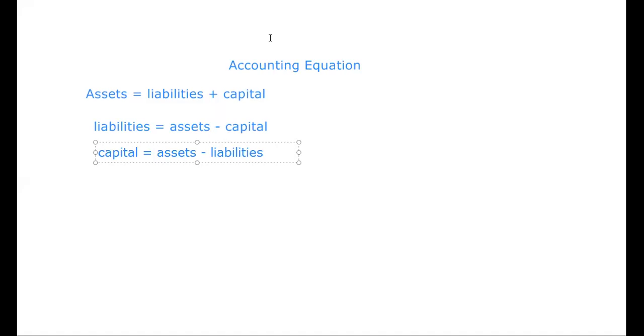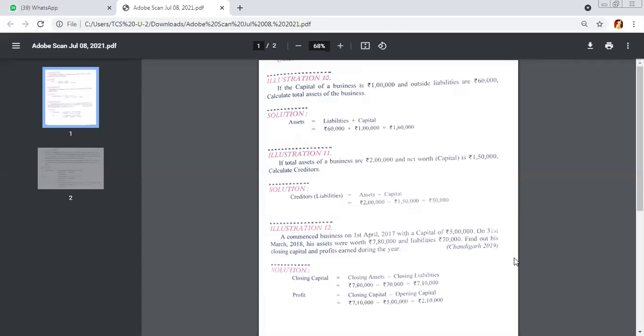I'm sharing another screen with you in which you can see how the questions can be done. It is shown on the screen, illustration number 10. If the capital of a business is 1 lakh and outside liability is 60,000, calculate the total assets. As I previously discussed, the formula is assets is equal to liability plus capital. So assets is equal to liability plus capital, and we will get 1,60,000 rupees as assets.